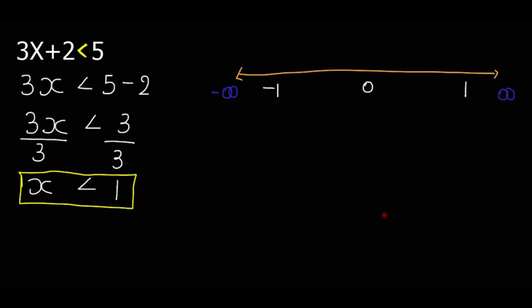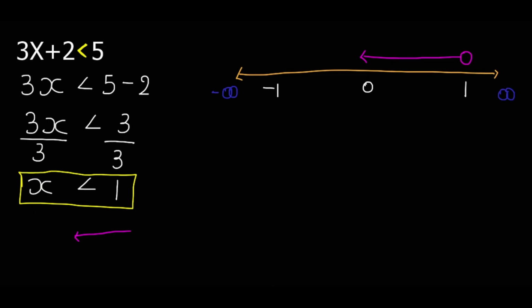Our solution here is x is less than 1. So we'll focus on 1. And then because this inequality is less, the arrow is to the left, less here toward negative infinity. And then from here, we write our answer in interval notation.